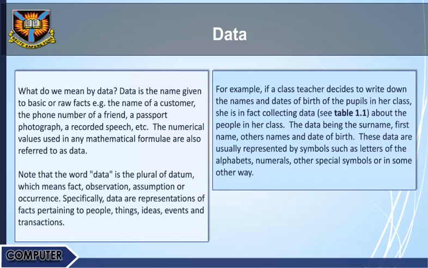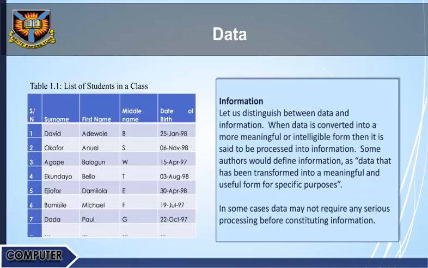For example, if a class teacher decides to write down the names and date of birth of the pupils in her class, she is in fact collecting data, see Table 1.1, about the people in her class. The data being the surname, first name, other names, and date of birth. These data are usually represented by symbols such as letters of the alphabet, numerals, other special symbols, or in some other way.